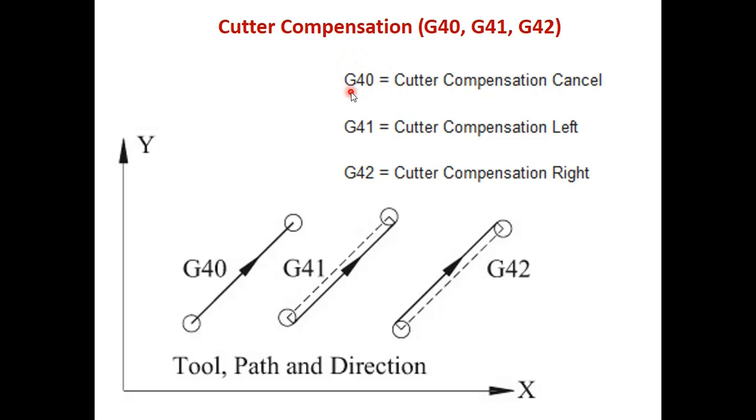Otherwise, what happens? If any cutter compensation was given in the earlier program, it will take that into account, and then you may not get the required shape. So that's why I'm cancelling all the cutter compensation, and then I can define cutter compensation either G41, that is the cutter compensation left, or G42, cutter compensation right. So we will see both 41 and 42 in more detail.